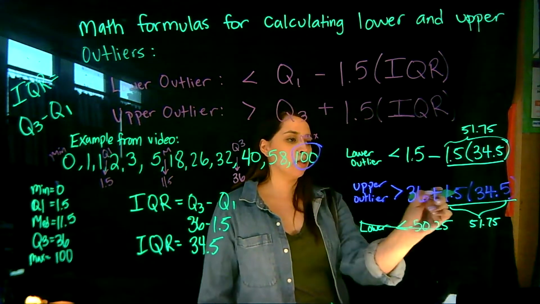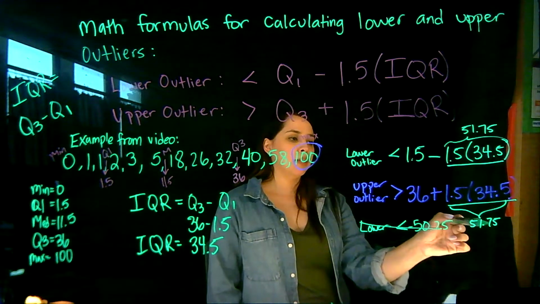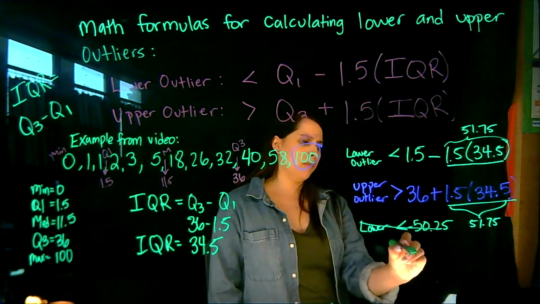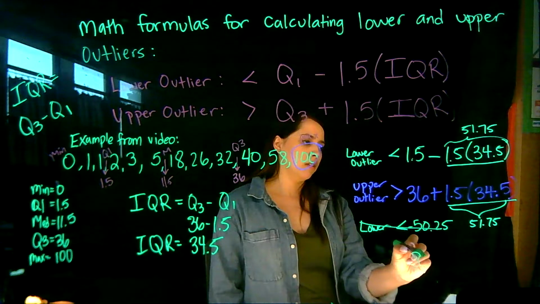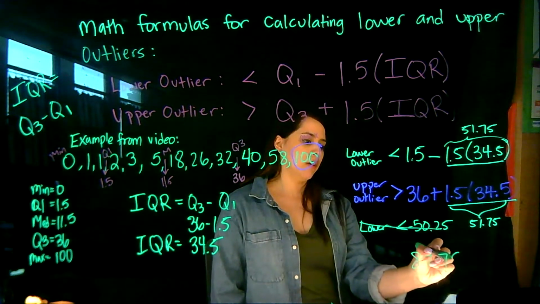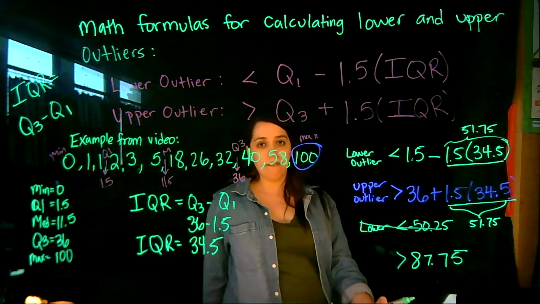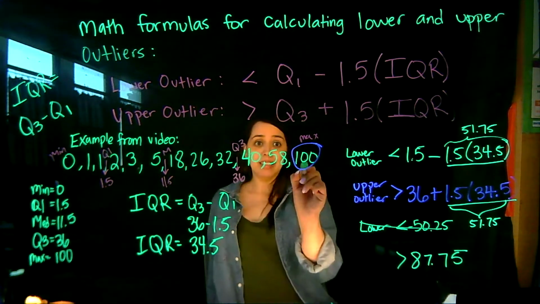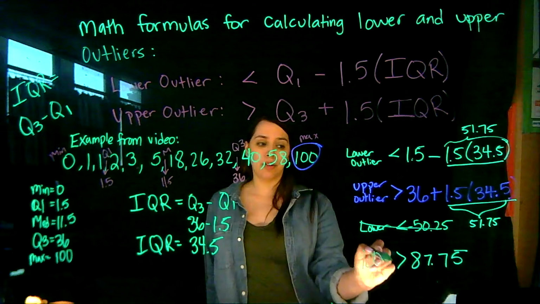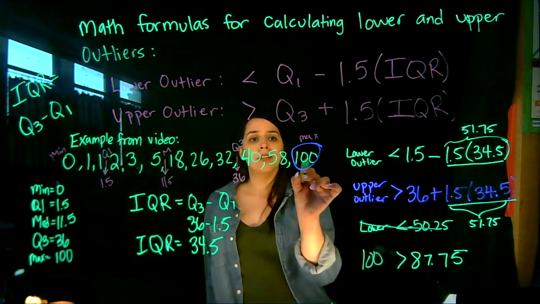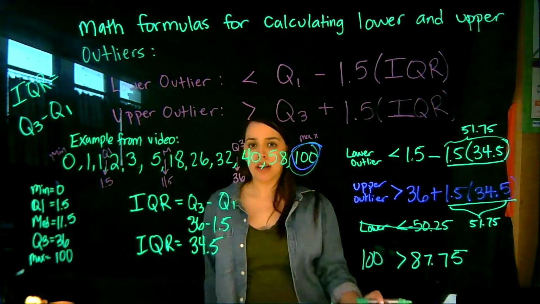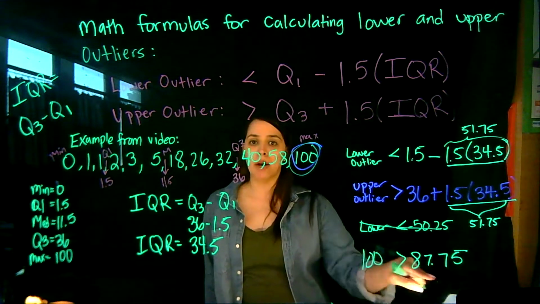Let's go to the upper. This is the one that we really care about. 51.75 plus 36 is 87.75. Is there a number that's greater than 87.75? Yeah, 100. 100 is greater than 87.75. So we just proved that 100 is an outlier because it's greater than the bound.